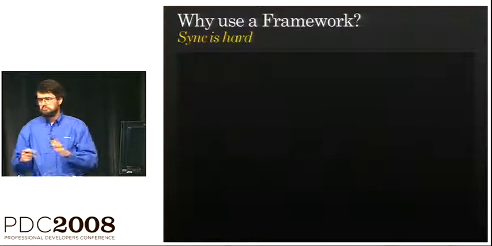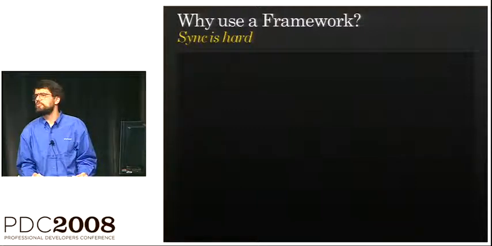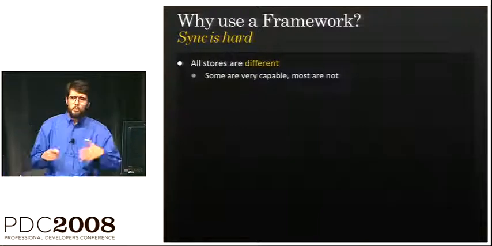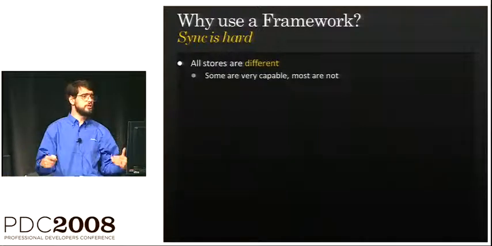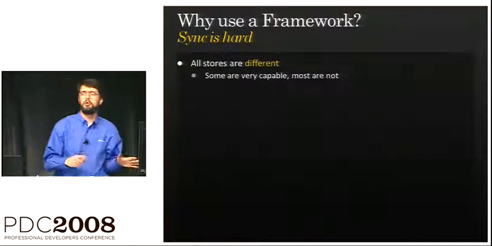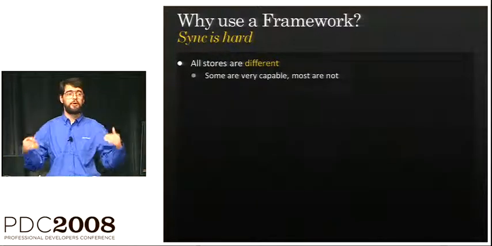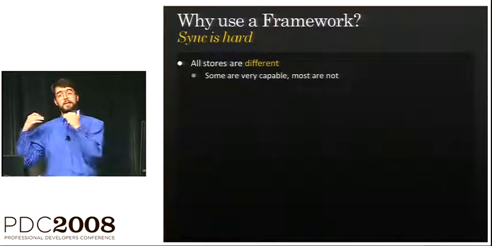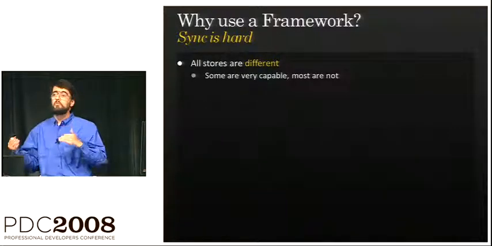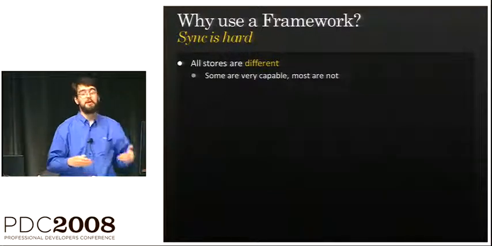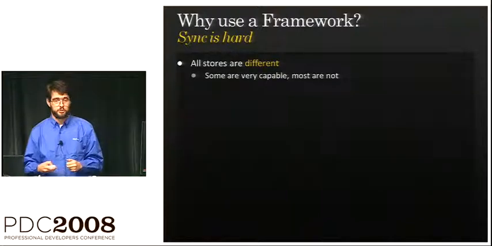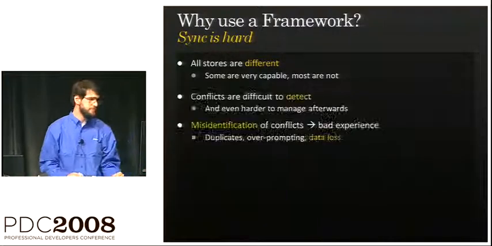OK, so Sync is good, but why would one want to use a framework? It turns out Sync solutions are actually fairly difficult to build. One of the problems is that the stores that you need to synchronize are very different. Some of them are highly capable. Some of them are not capable at all. And both types present their own different difficulties, in that stores that are less capable are difficult to synchronize because they don't support very much, whereas stores that are highly capable are difficult to synchronize because you want to do justice to all of their capabilities and provide appropriate performance.